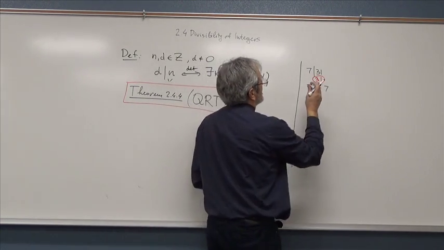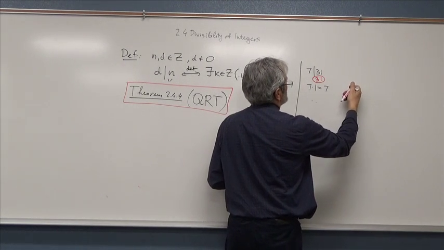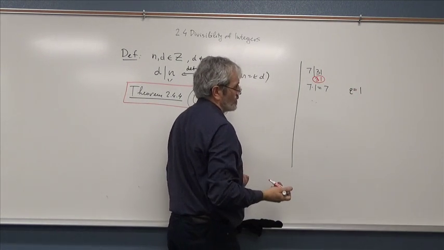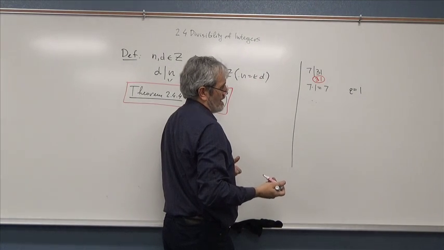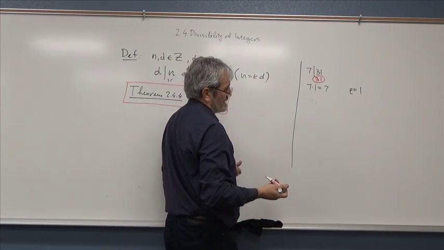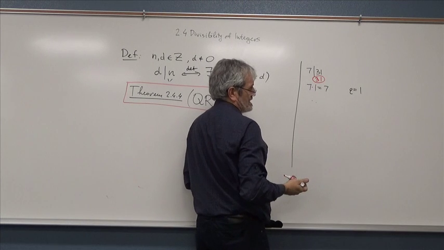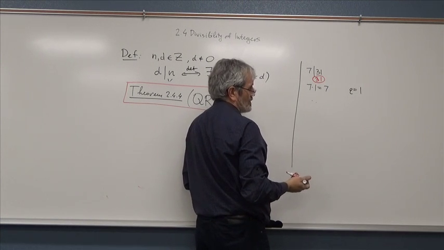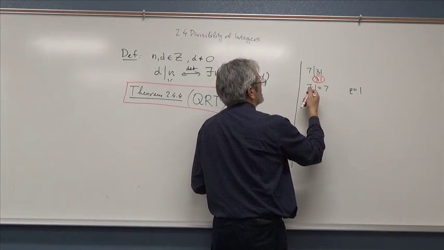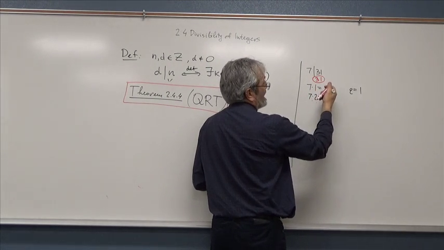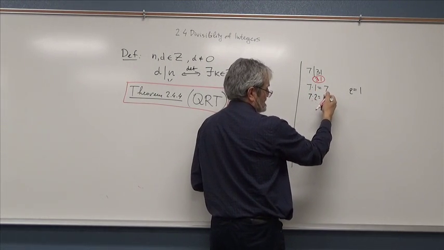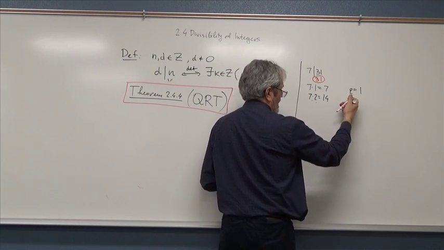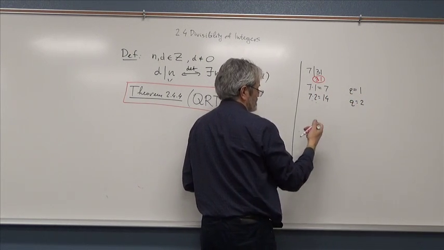So then we try 1, and we say Q equals 1. I'm trying quotient to be 1. But did 7 reach 31? The answer is no. We are still below 31. Okay, keep trying. 7 times 2, or add an extra 7, so we get 14. Are we at 31? We are not, so we put Q equals 2.